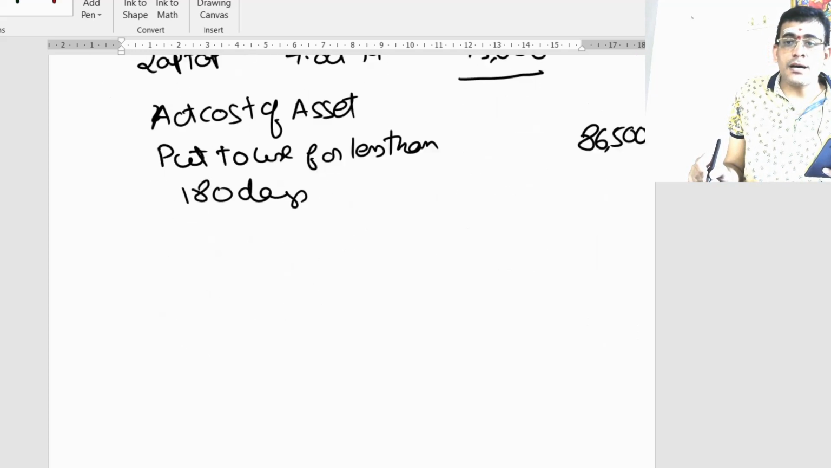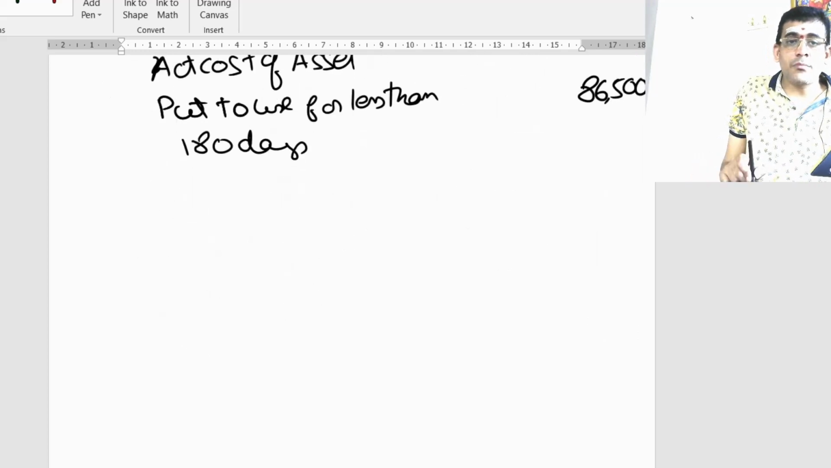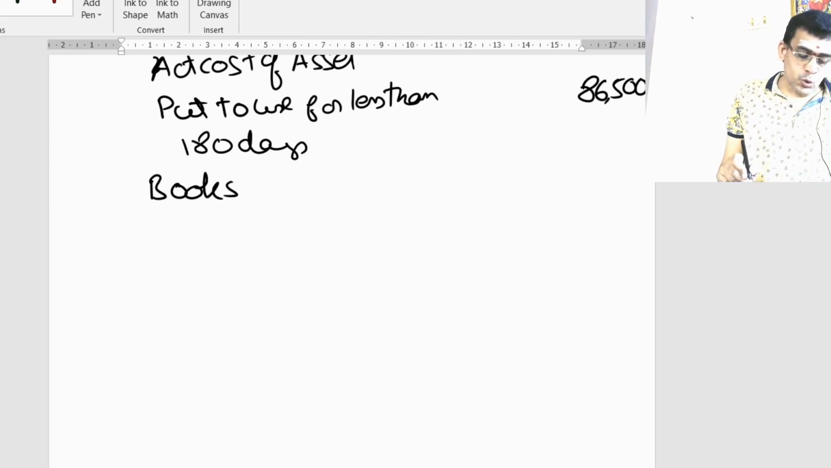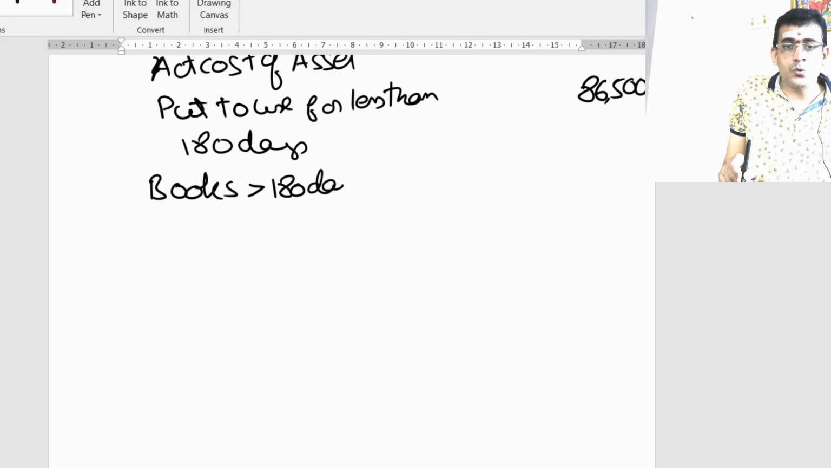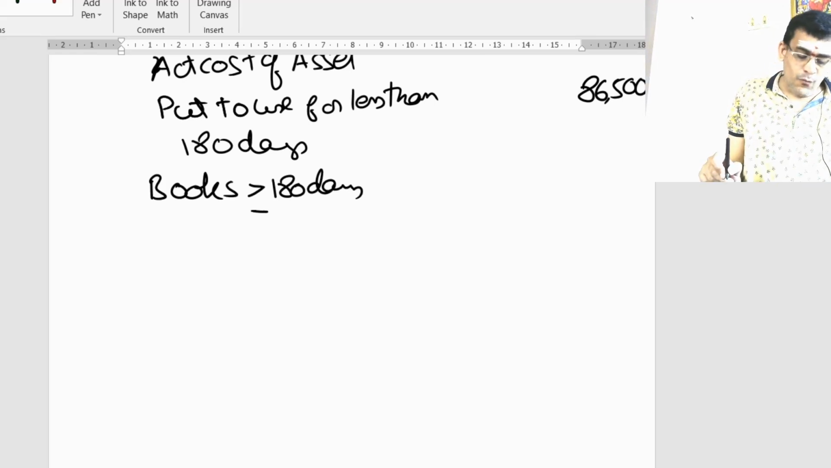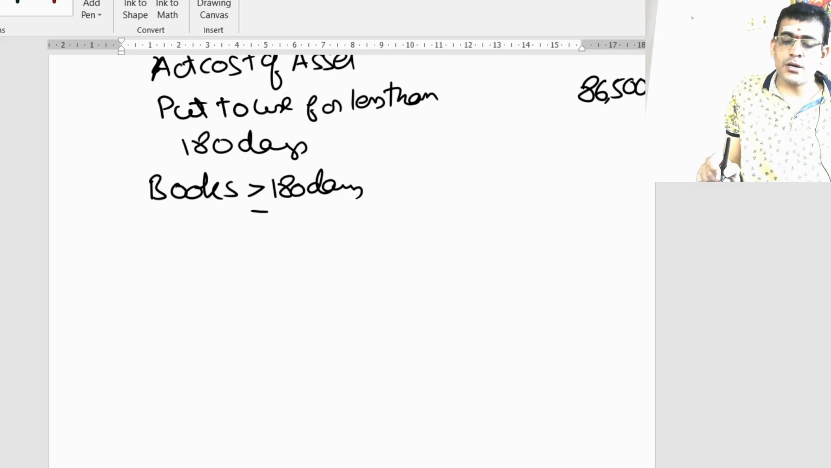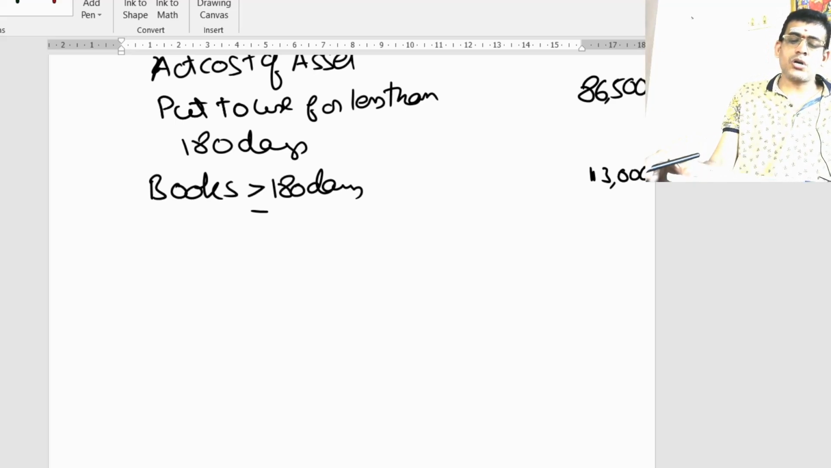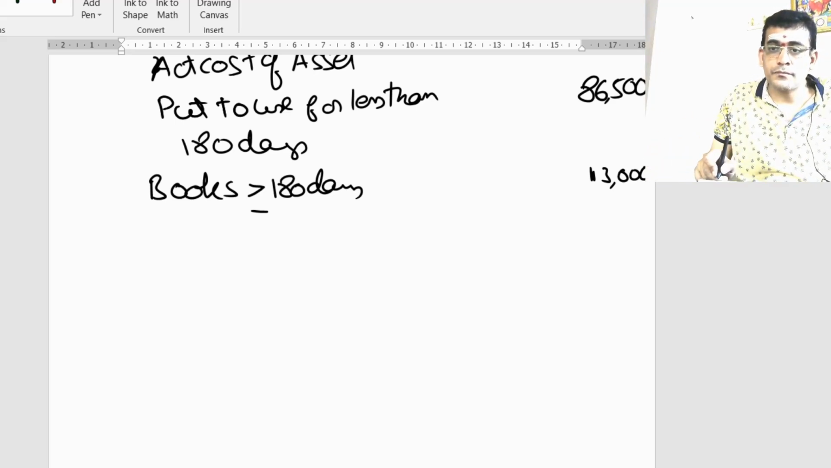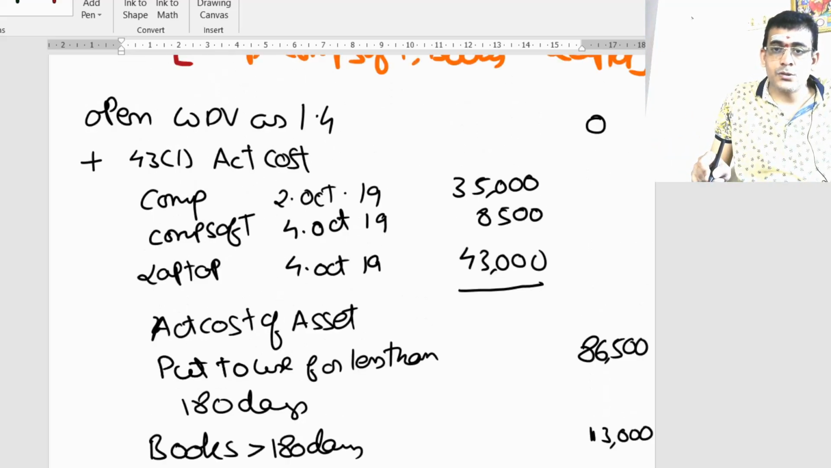Now what is the other asset? The other asset is the books. Books is the asset put to use for a period of greater than or equal to 180 days. What is the cost of the books there? The cost of the books is 13,000. Now let us go here.